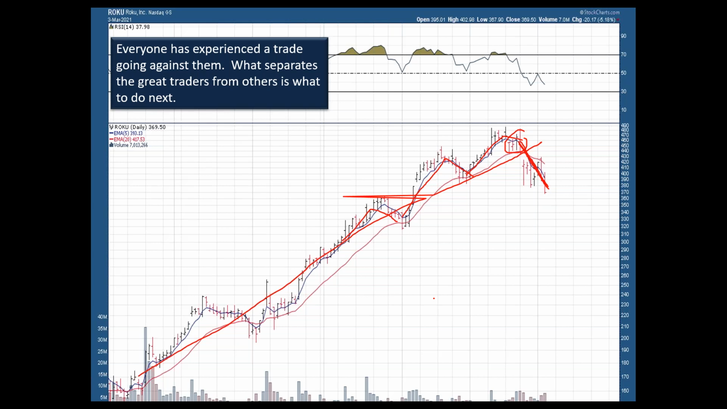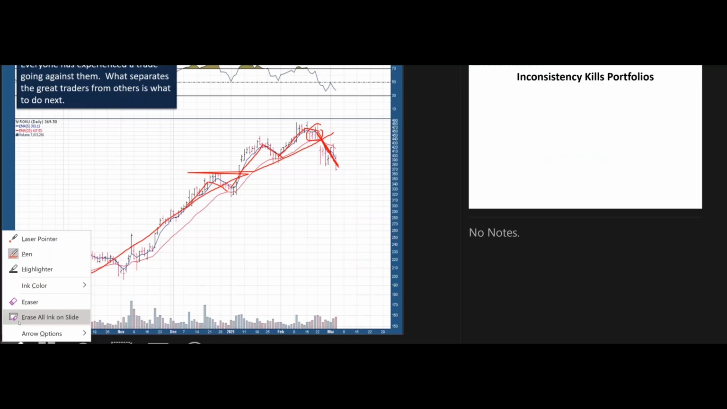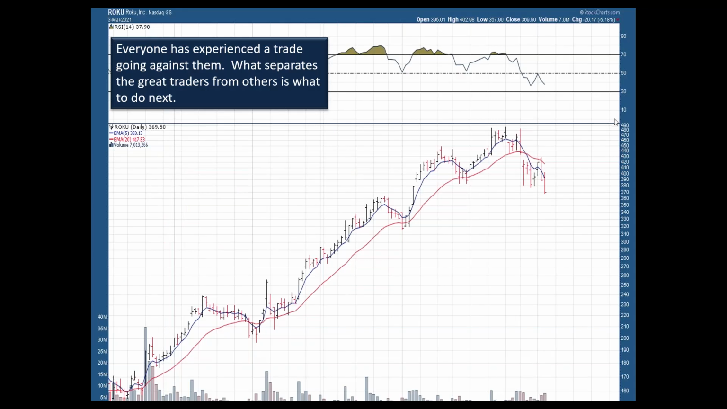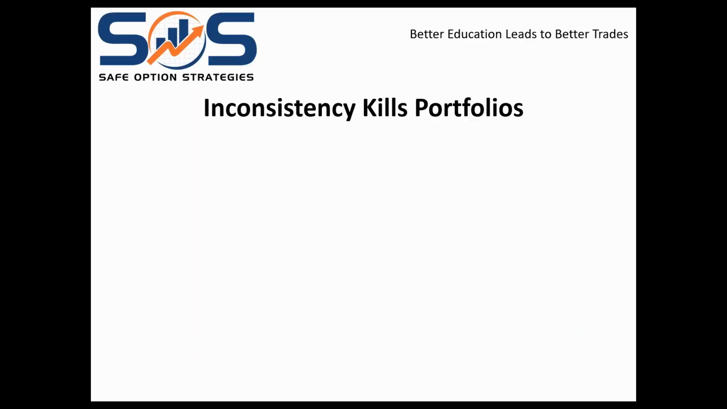What really separates the great traders from the others is what to do next. If you're spread trading, meaning you're using option trades that involve a short option and a long option, and you've got a certain amount of money invested, a move like this and a change in direction like this can absolutely kill a trade. And before you even have a chance to react, you can find that you're down 30, 40, 50% in a trade in just a blink of an eye. And it's this type of inconsistency that can absolutely kill a portfolio.